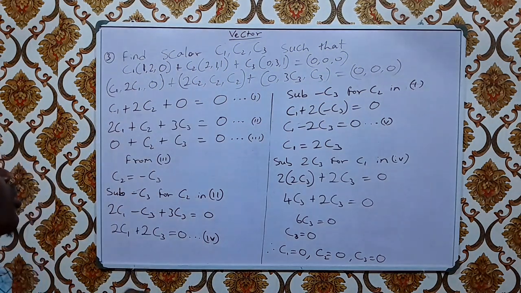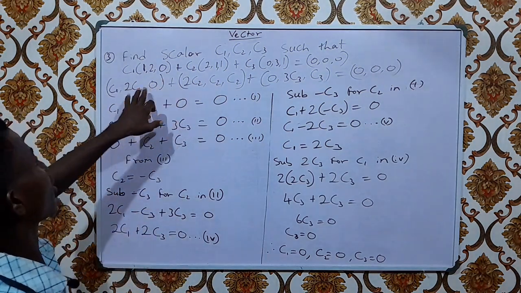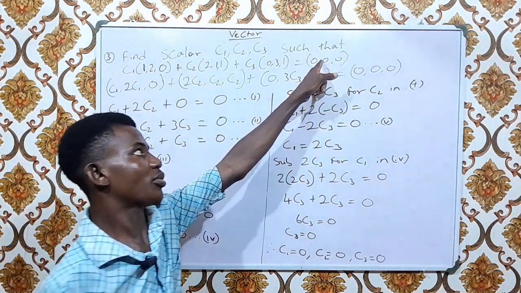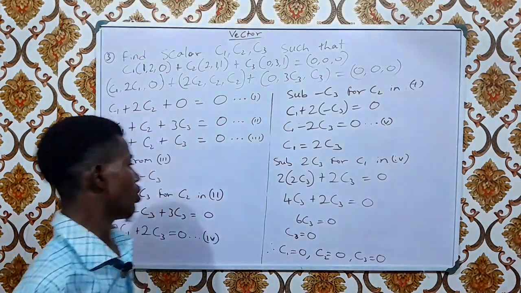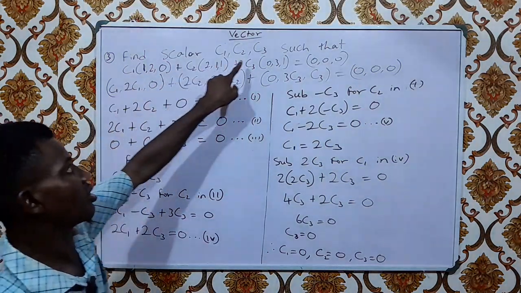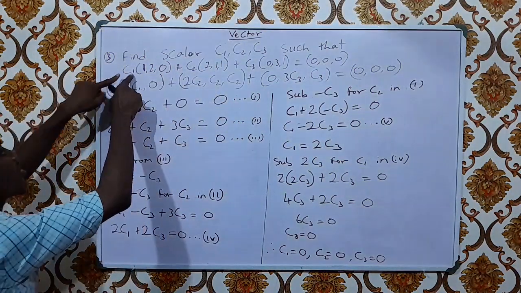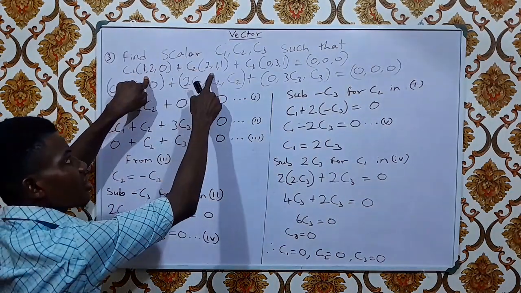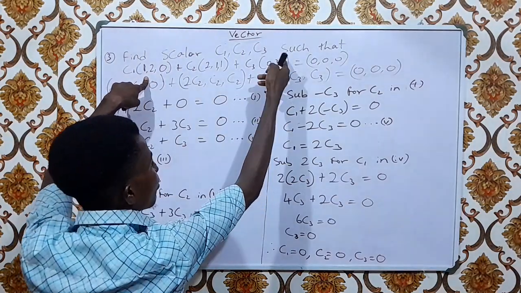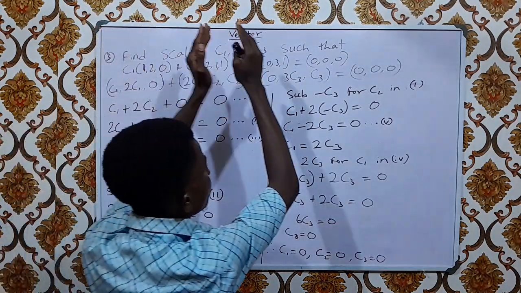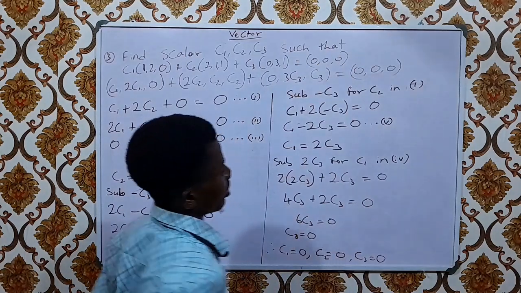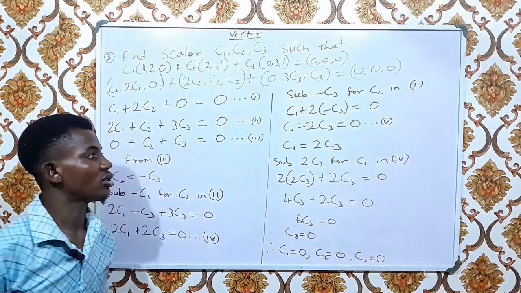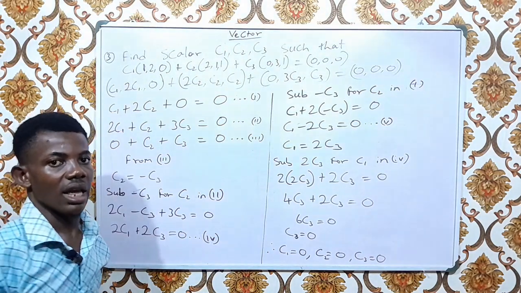So the only scalars that can multiply these 3 vectors for the product to give us 0, 0, 0 will be 0, 0, 0. Watch it. If we put 0 here to multiply this, everything is 0. Multiply this by 0, everything is 0. Multiply this by 0, everything is 0. 0 plus 0 plus 0 gives you what? 0. And here is the end of the third example.